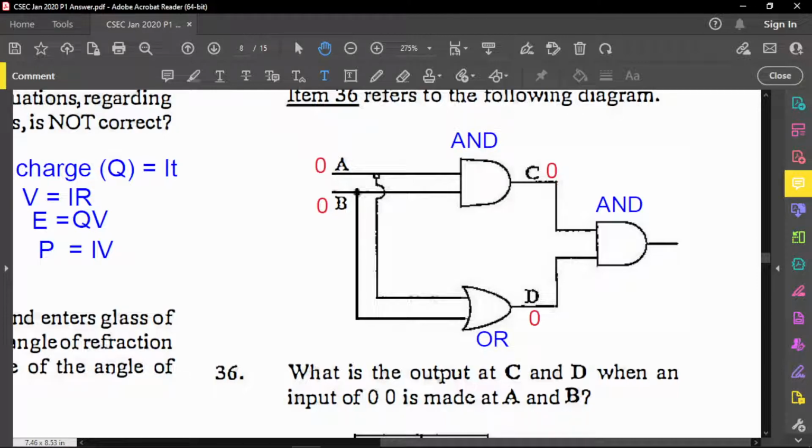All right, and so if C is 0, we don't have to care about anything going to the last AND, because we're going to talk about the output at the AND. I could talk about that, but let me just talk about D first.